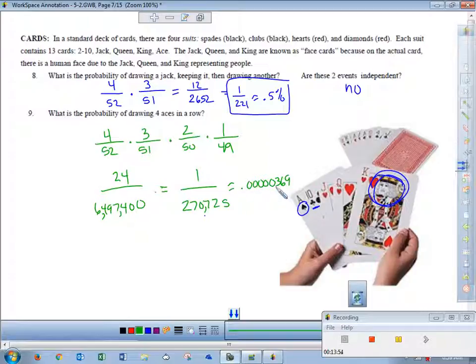It is very unlikely to happen. So I don't even want a percent on stuff like this. You can give it to me as a fraction and a decimal, but that's about 0.000369%. It is not very likely for that to happen, to draw 4 aces in a row. Also, you have to assume that the aces are not on top. You know, they shuffled the deck, all that cool stuff.